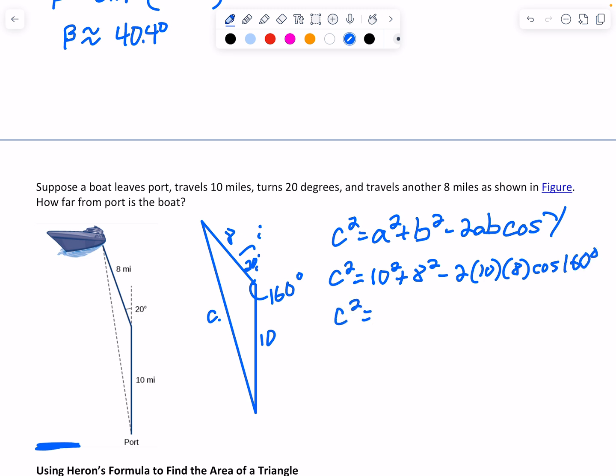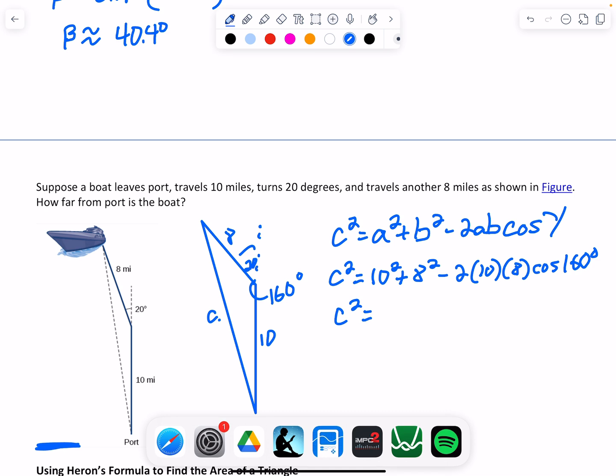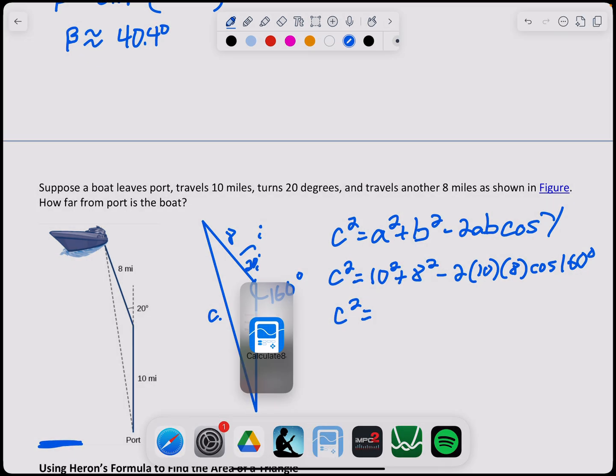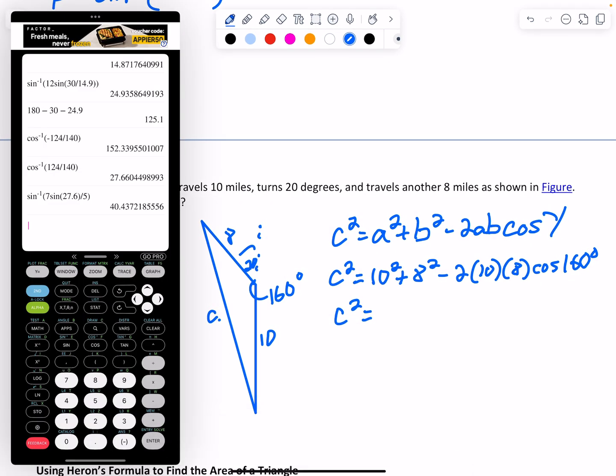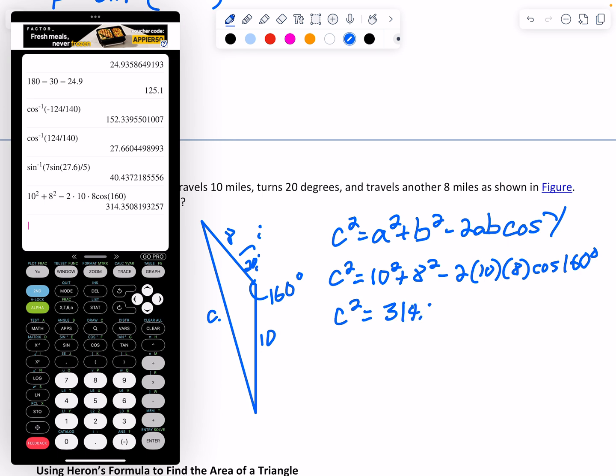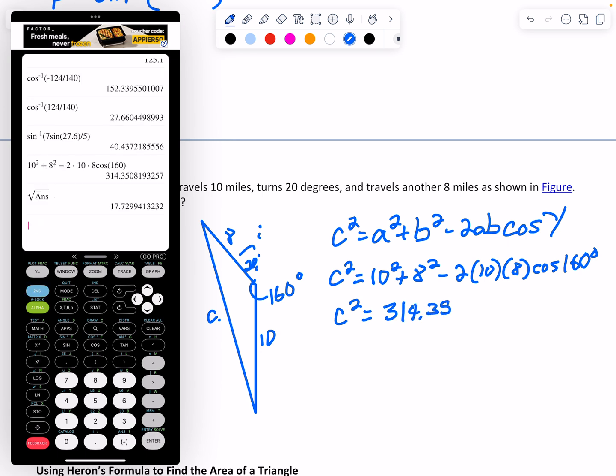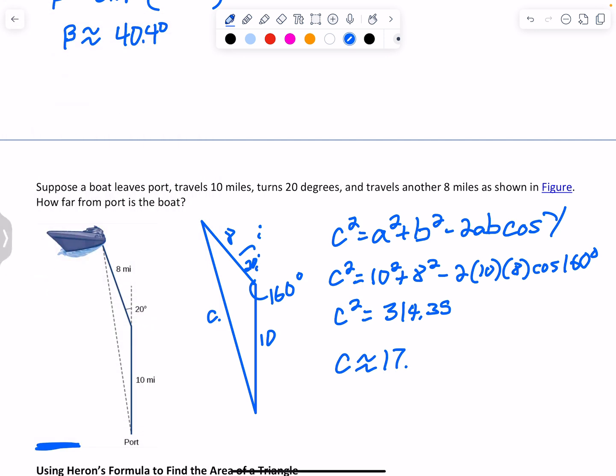So it's just a calculator problem. Most of the time, these applications are easier than the ones that aren't applications, and people just get in their head about it. All right, so 10 squared plus 8 squared minus 2 times 10 times 8 cosine 160. So I got 314.35, and I'm going to just use the calculator here. Square root of that exact same number is going to be a rough 17 point. Did they tell us to round? No, 17.7, and those are miles.